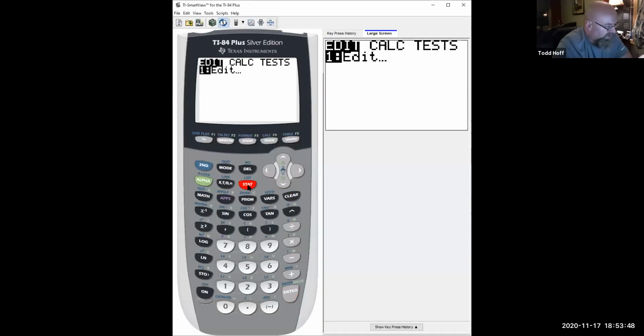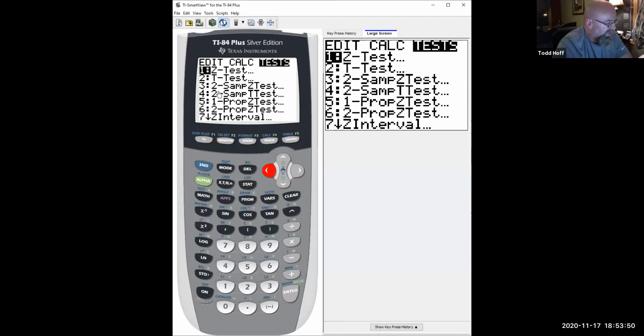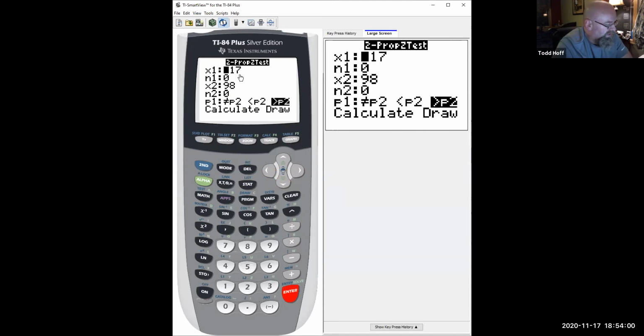So clear this out. We're going to go to stat tests. Now this is a z-test, but we want to use the proportion test here. So this is a 2 proportion z-test. Our first proportion, x1, was 203 that passed, n1 was out of 250. For the second sample, we had 183 that passed out of a sample size of 230.